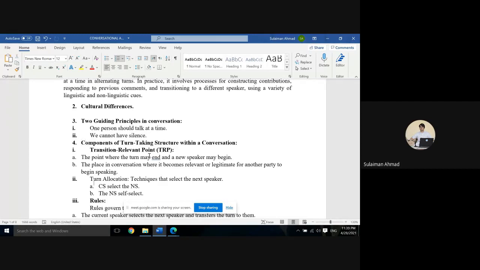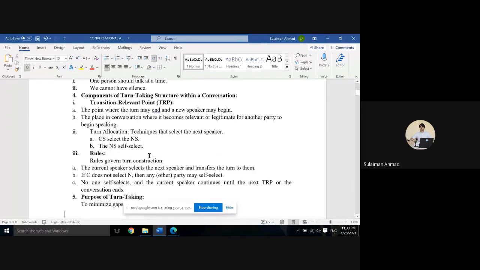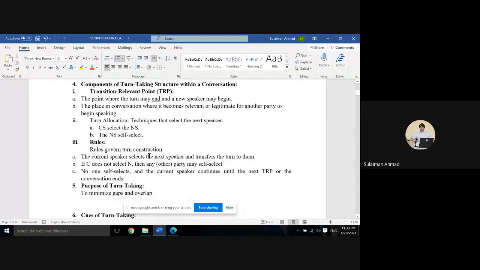Remember, there are certain components for conversational analysis. For conversation, turn taking and allocation structure. There are certain components. The first one is the transition relevant point, also abbreviated as TRP. TRP, transition relevant point, right?